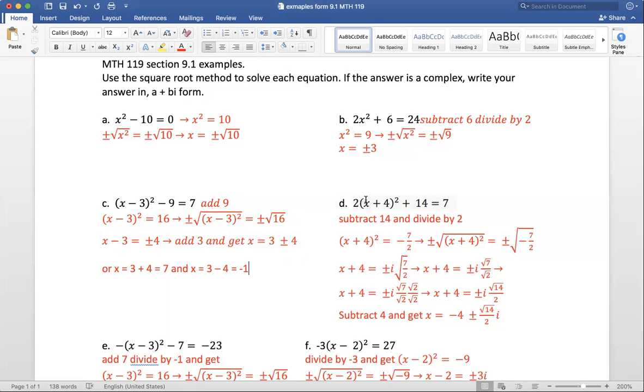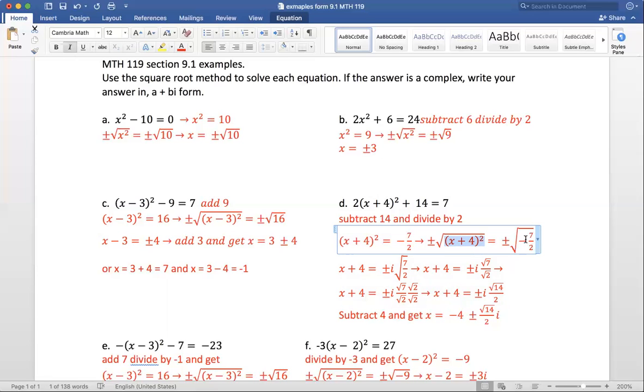D is the same idea, except we have to do some division since this 2 is in front of that quantity. So again, we'll isolate the x plus 4 squared in this case. To do that, we'll first subtract 14 from both sides. That gives us negative 7. And then we divide both sides by 2, we get negative 7 over 2. Now, anytime you have a square and you have a negative number, you know there's going to be a complex number or an i someplace along the way. And so when we plus and minus square root both sides, we get the square and square root here canceling, giving us x plus 4. And over here we have plus and minus the square root of negative 7 over 2.